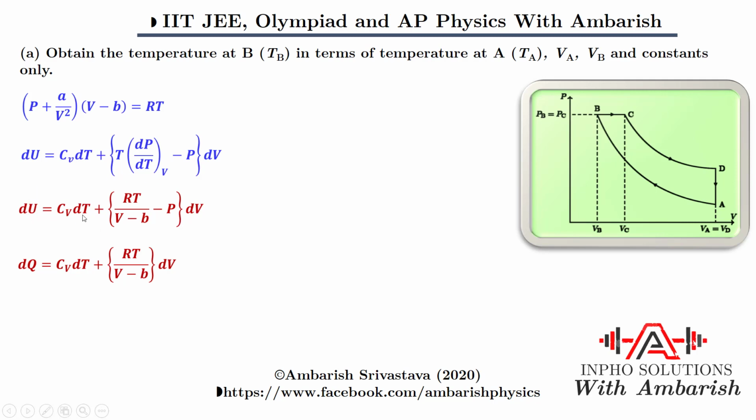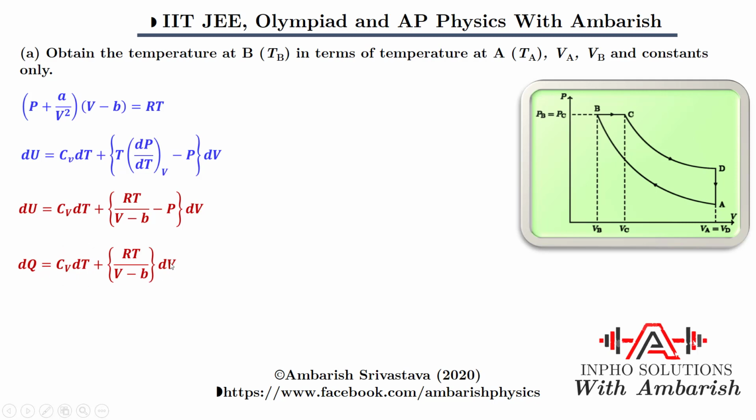So dU is this Cv dT plus this term, and you know that if you add dW to dU, that becomes your dQ, and dW is nothing but PdV. So you take minus PdV from here to the other side. So this becomes dU plus PdV, and on the right-hand side what is left is your dQ, right? Because dU plus PdV is nothing but dQ. So you get dQ is equal to Cv dT plus RT upon V minus b into dV.